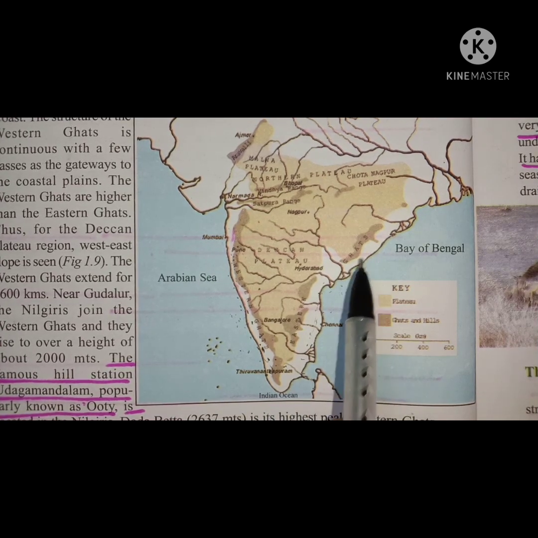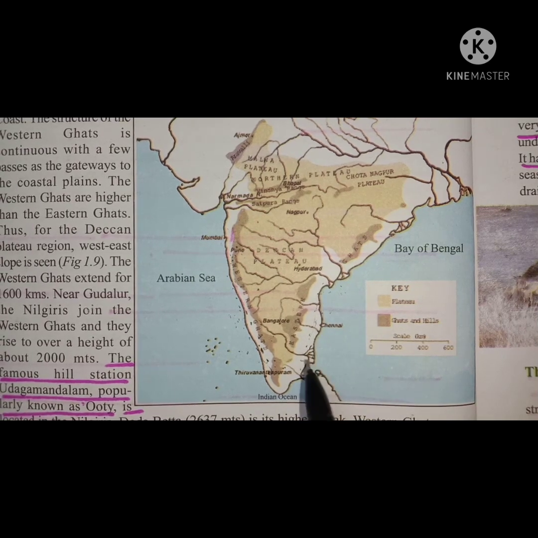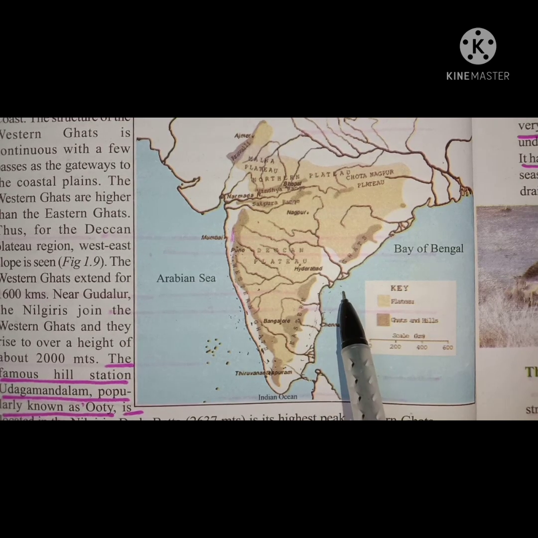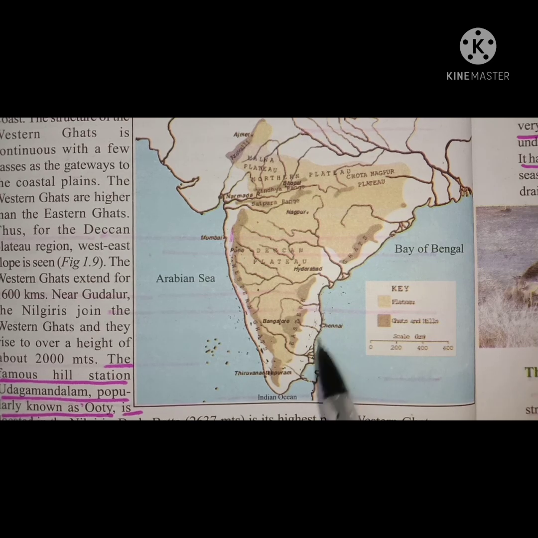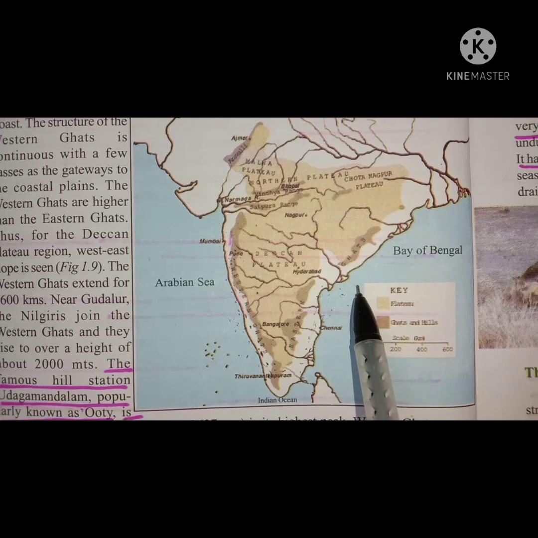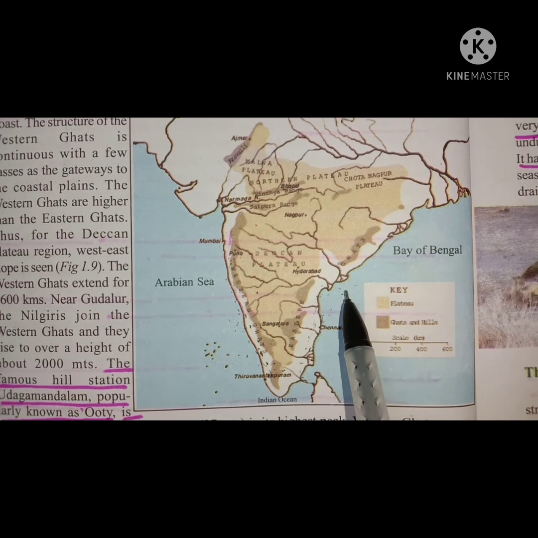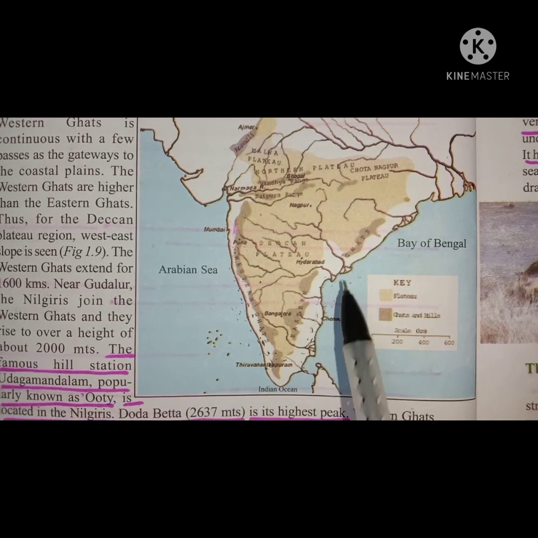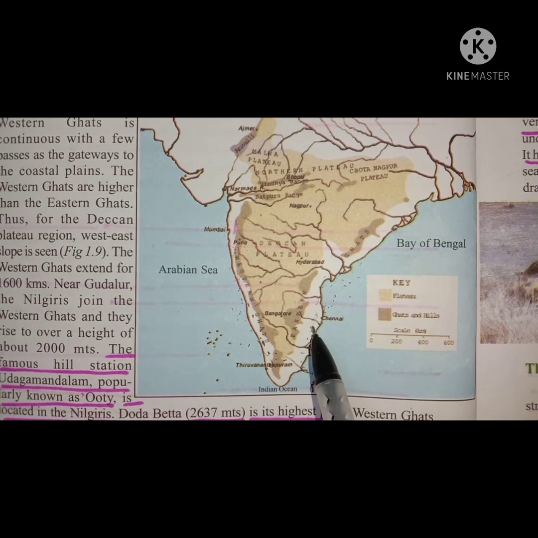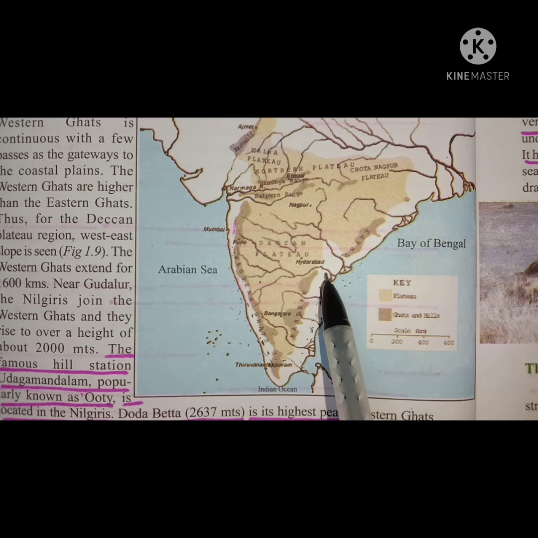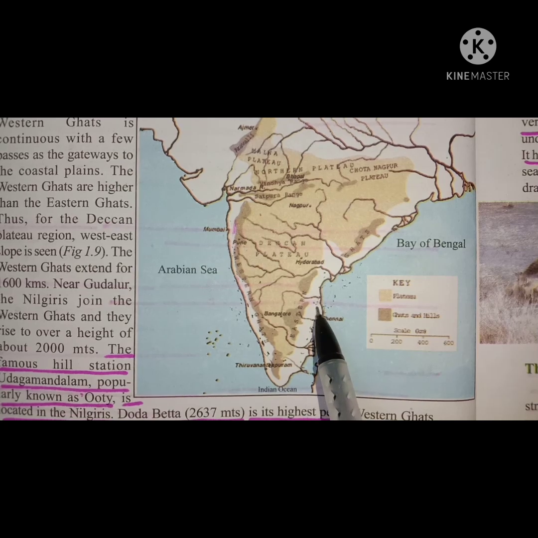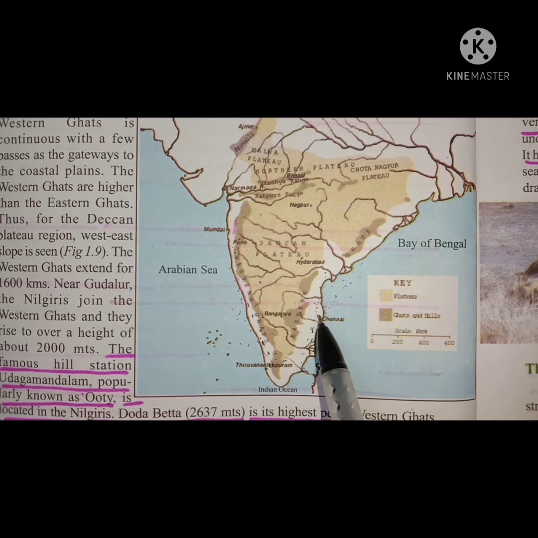Understand, children? Next, Eastern Ghats. Eastern Ghats are parallel to the east coast. They are not continuous ranges, and they are lower than the Western Ghats. No big rivers originate in the Eastern Ghats. The highest peak in the Eastern Ghats is Arma Konda, found at Chintapalli in Andhra Pradesh. Eastern Ghats include Nallamalas, Velikondas, Palakondas and Seshachalas.